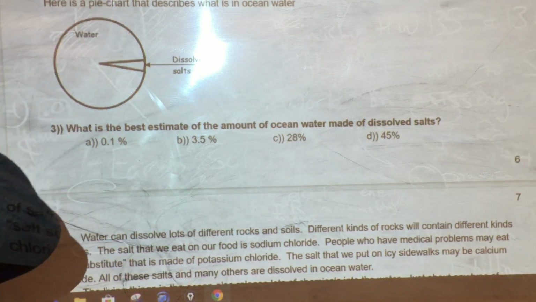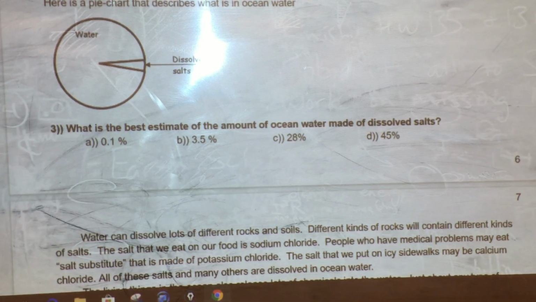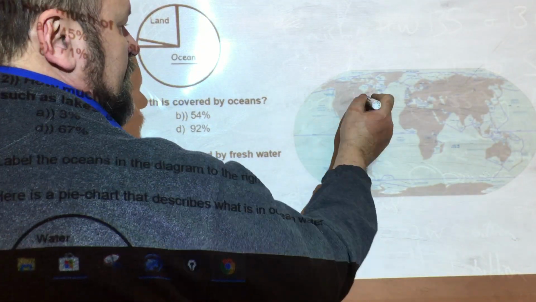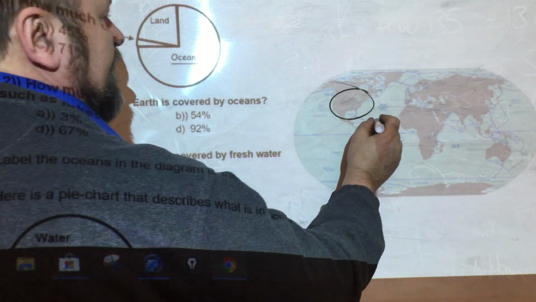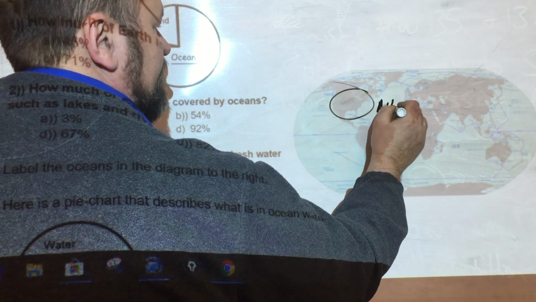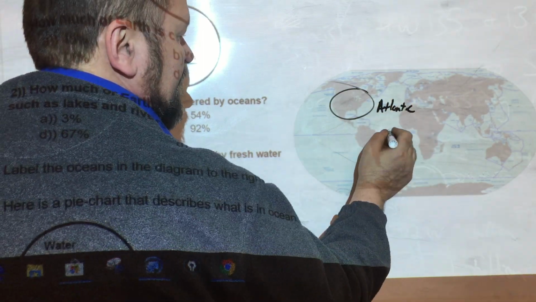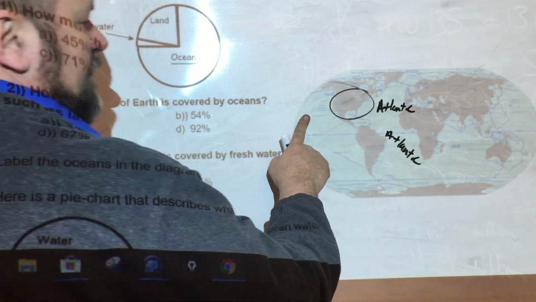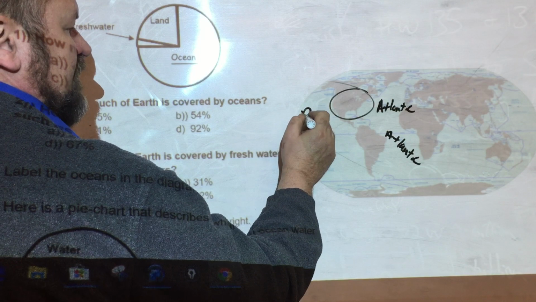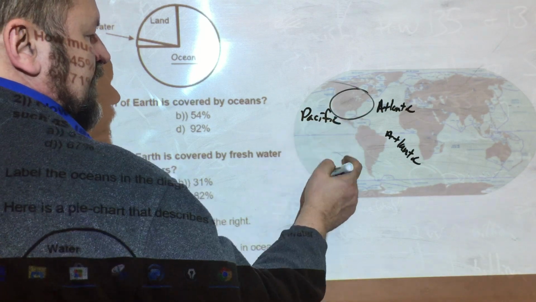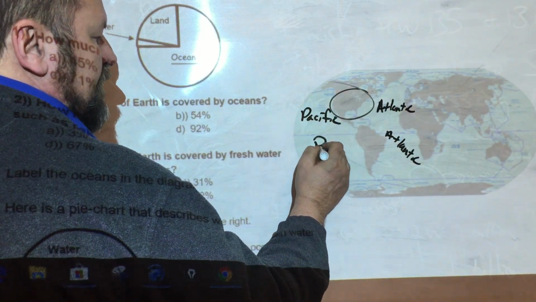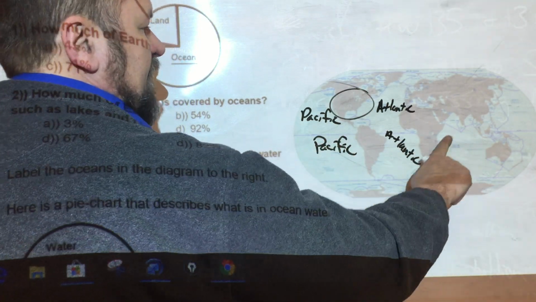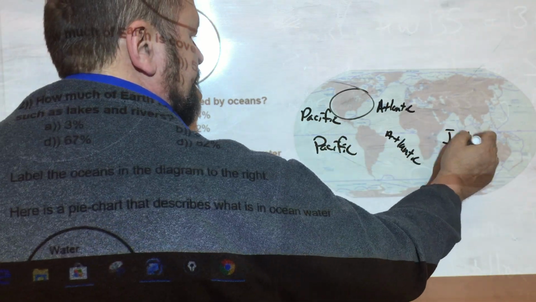Let's label the oceans in the diagram on the right. So we need to know all the oceans. Right here, we should be able to recognize the United States right there. So this is the Atlantic. And the Atlantic goes down here as well. On our west coast, we have the Pacific. And on this side of South America, same thing. Over here on the other side of Africa, we have the Indian Ocean.